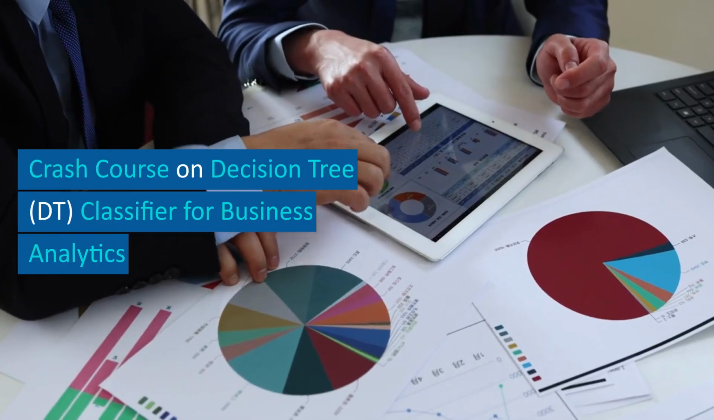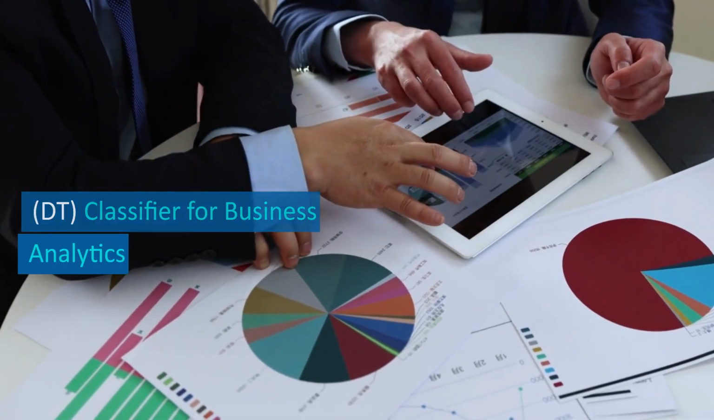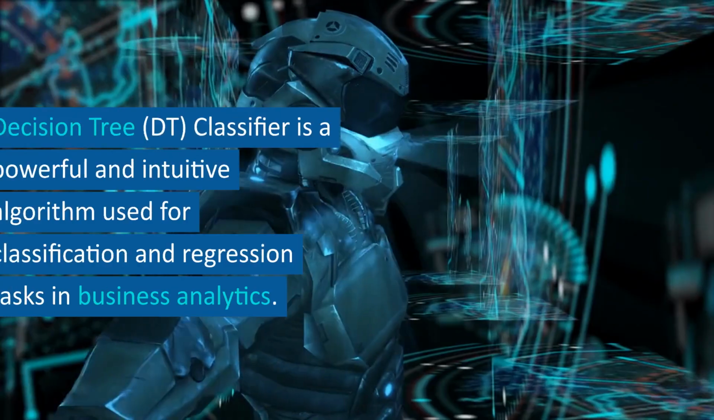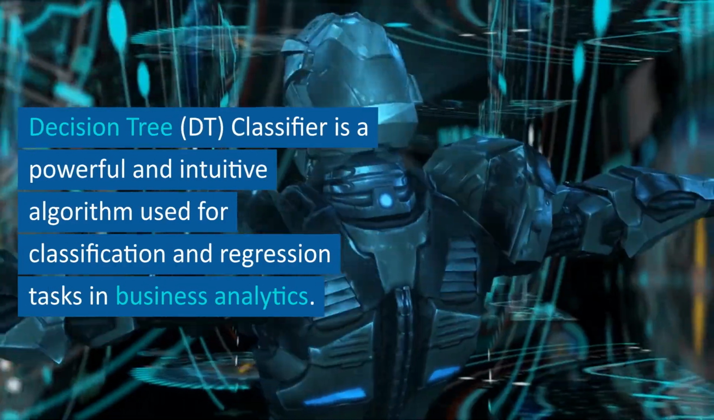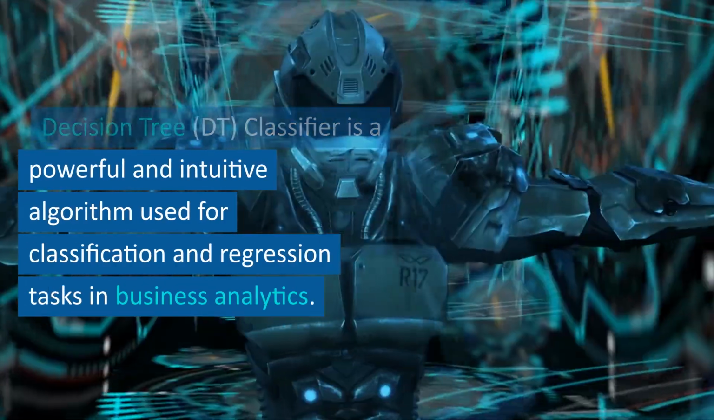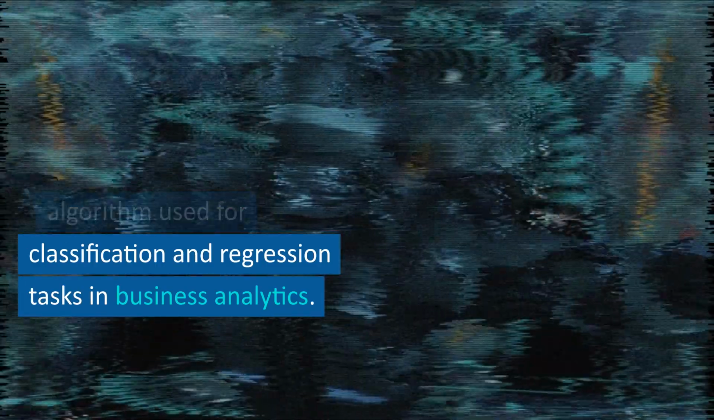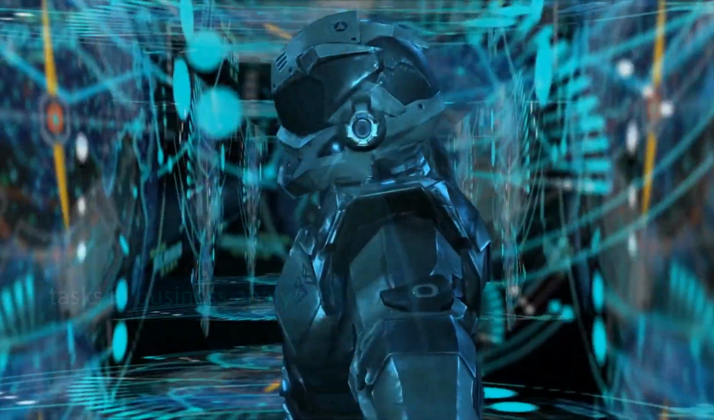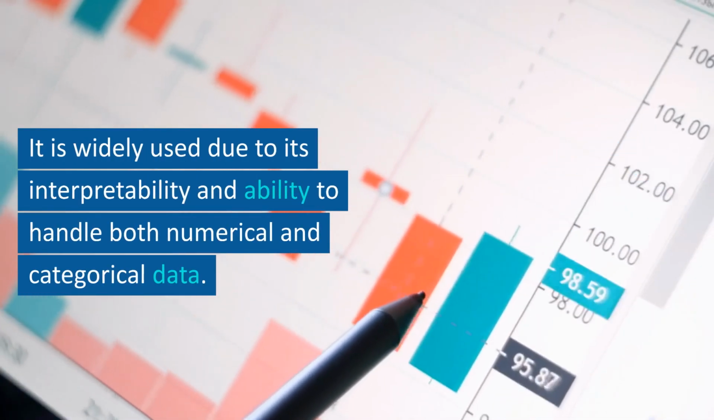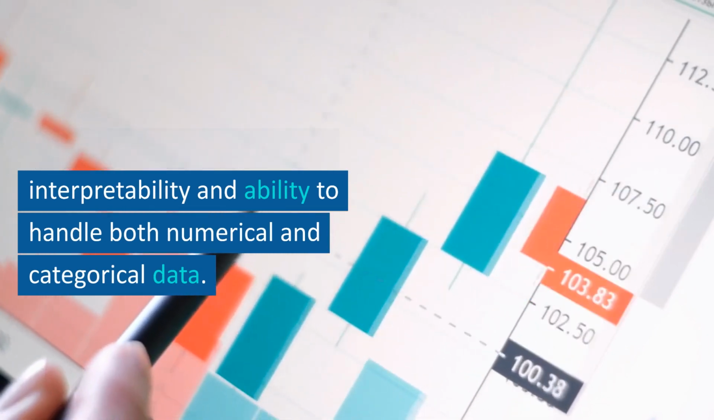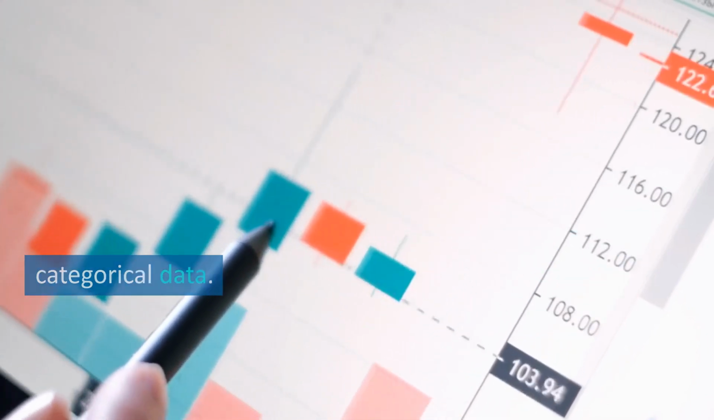Crash Course on Decision Tree, DT, Classifier for Business Analytics. Decision Tree, DT, Classifier is a powerful and intuitive algorithm used for classification and regression tasks in business analytics. It is widely used due to its interpretability and ability to handle both numerical and categorical data.